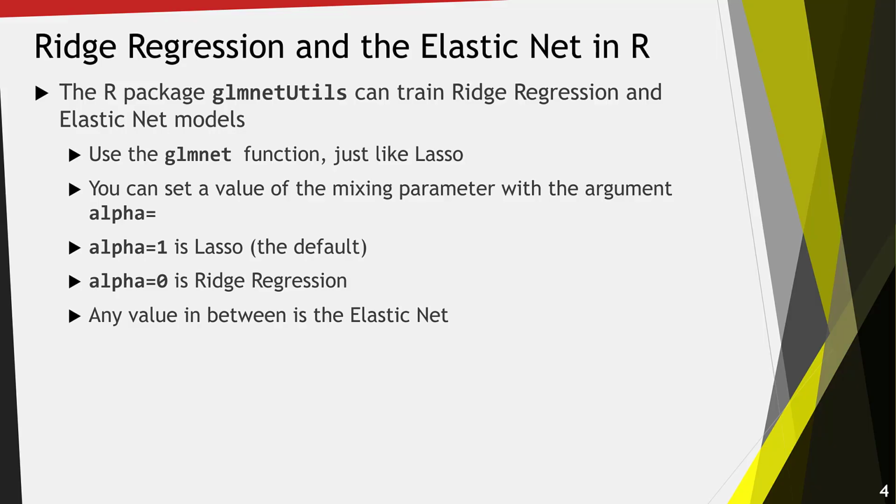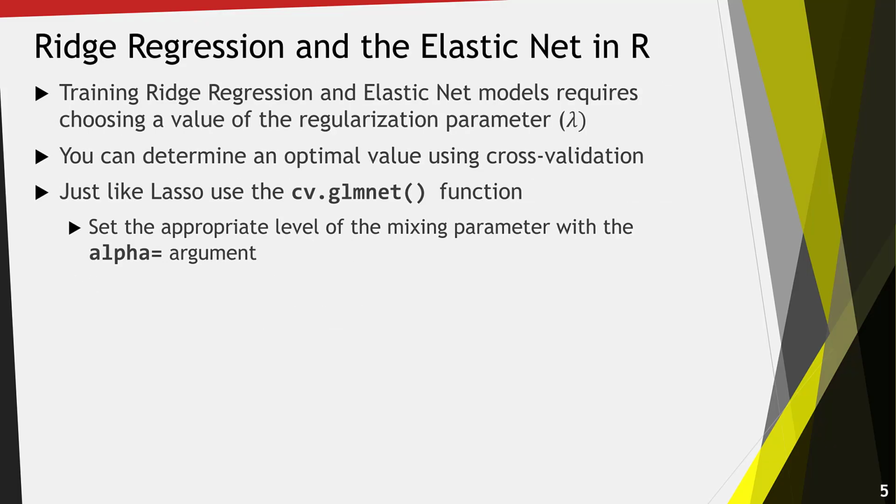The R package glmnet utils can also train ridge regression and elastic net models. It uses the glmnet function, just like lasso. You can set a value of the mixing parameter with the argument alpha equals. If you set alpha equals 1, you get the lasso, which is the default. If you set alpha equals 0, you get ridge regression, and any other value in between would be an elastic net regression.